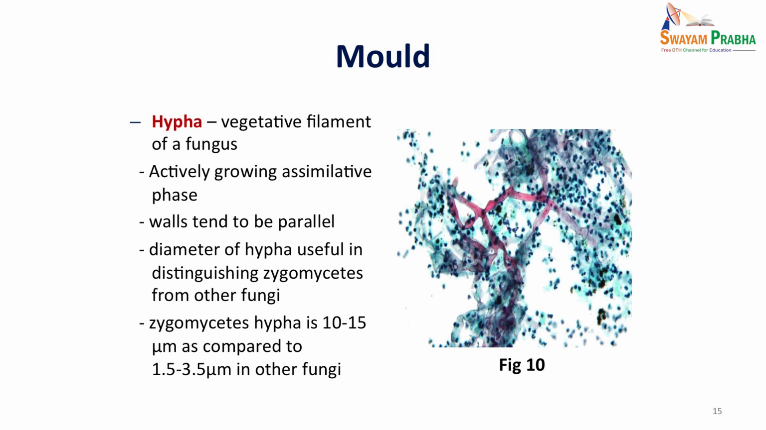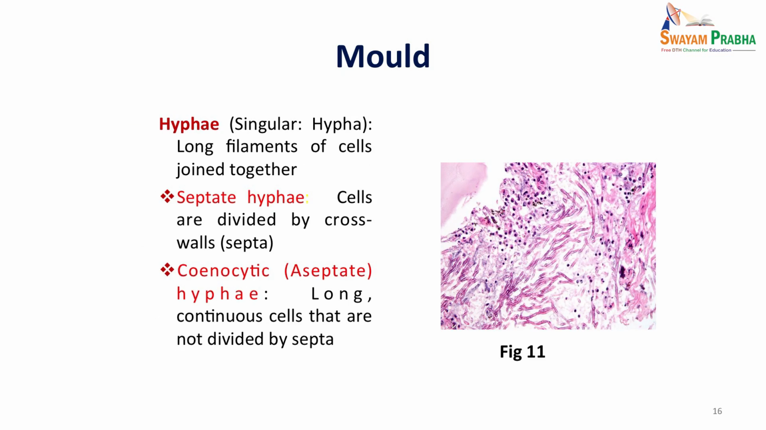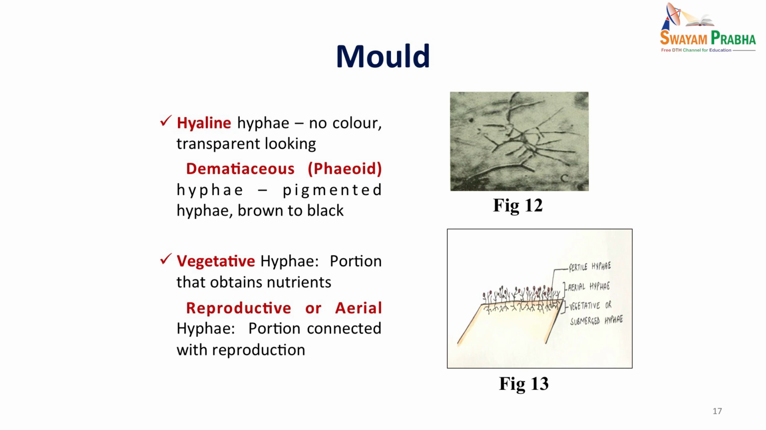Zygomycetes are the ones which have the maximum diameter, that is 10 to 15 micron, and this is how you differentiate them from other fungi. Now, the hyphae which I told you, they are long filaments of cells. So, they could be septate or non-septate. This is what I told you earlier, and you can see them under the microscope like this, that is you will have septations or you will have no septations. Now, fungi which produce mycelia are also known as molds.